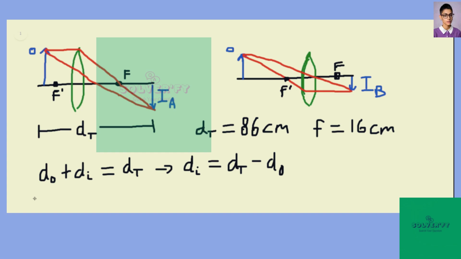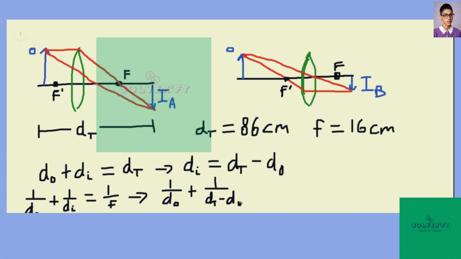Now, we can use the formula that says 1 over the distance to the object plus 1 over the distance to the image is equal to 1 over the focal length. Now we can plug in the distance to the image that we found above. This gives us 1 over the distance to the object plus 1 over the total distance minus the distance to the object, is equal to 1 over f. We're just replacing that distance to the image with that expression.